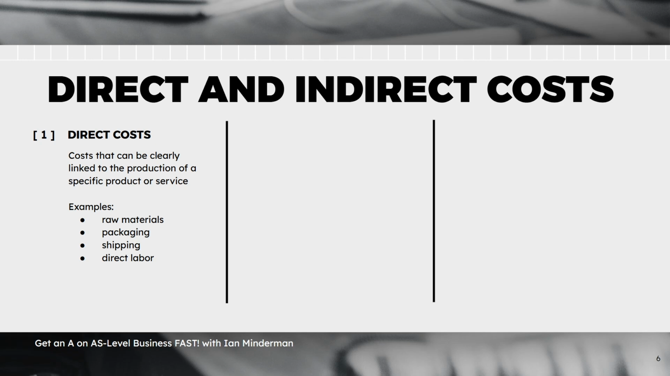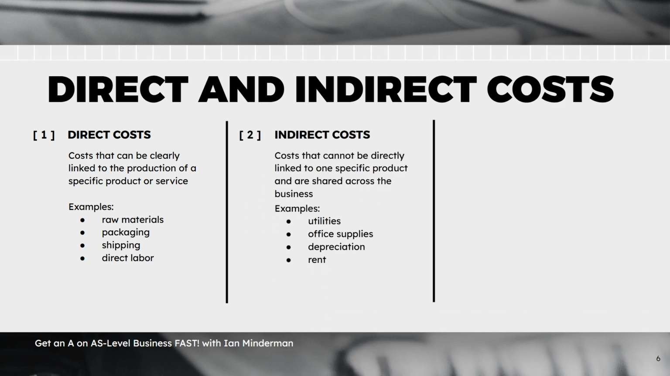So now we have indirect costs. These are costs that cannot be directly linked to one specific product and are shared across the business. These are things like utilities, office supplies, depreciation, rent. So you still have to pay for utilities, but it's not related to making desks, right? I mean, that's not your core product. You're not selling electricity, so it's an indirect cost.